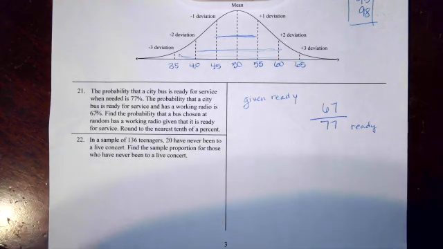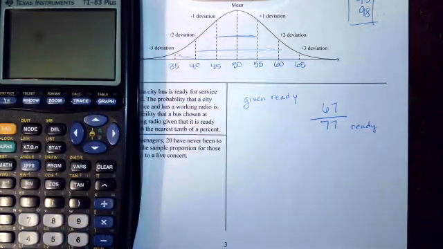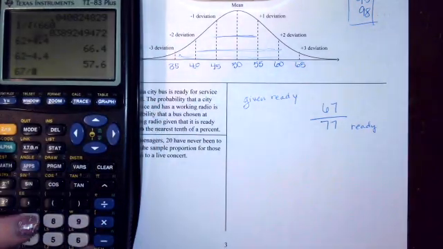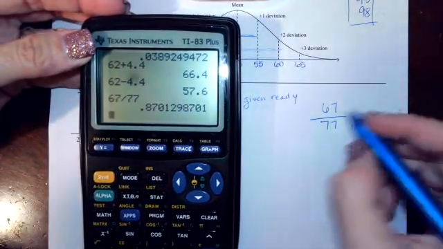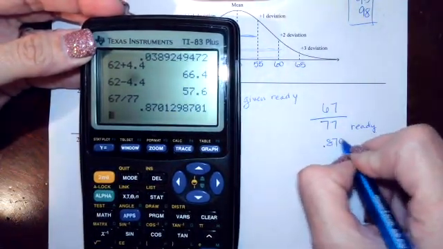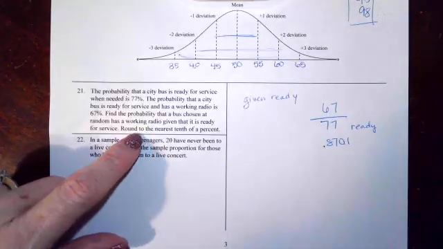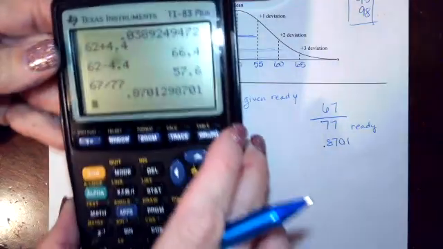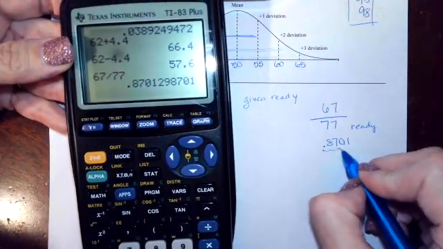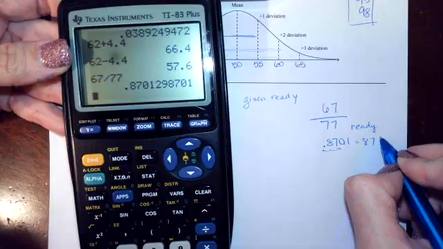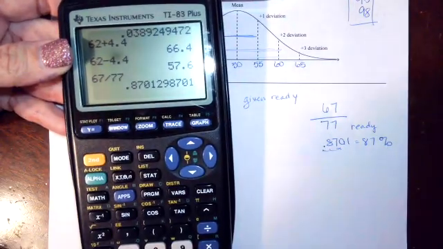So you do 67 divided by 77, and that is going to give us 0.8701. And looking over here, it says round to the nearest 1/10 of a percent. So I move that 2 places, and that's going to give me 87.0%, or just 87%.